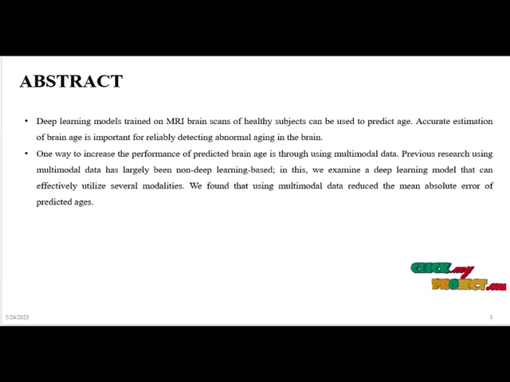Abstract. Deep learning models trained on MRI brain scans of healthy subjects can be used to predict brain age. Accurate estimation of brain age is important for reliably detecting abnormal aging in the brain. One way to increase the performance of predicted brain age is through using multimodal data.